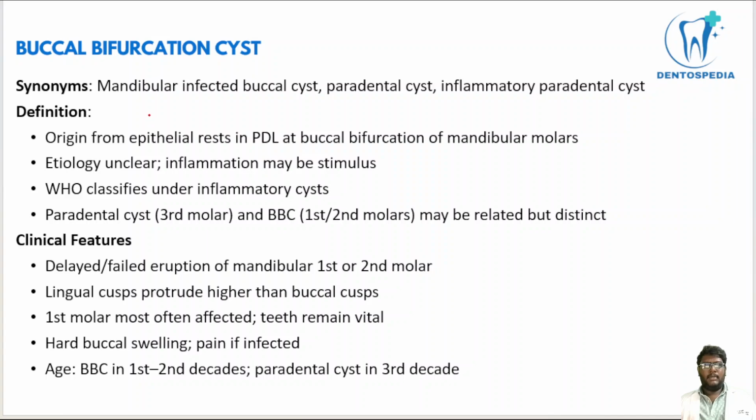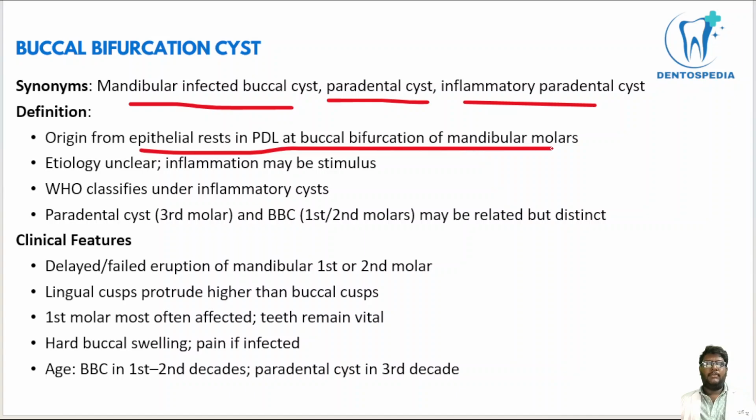And then the buccal bifurcation cyst. It is also called mandibular infected buccal cyst, or paradental cyst, or inflammatory paradental cyst. It takes origin from the epithelial rests in the periodontal ligament at the buccal bifurcation of mandibular molars. So this is an important point. Its etiology is unclear, so certain researchers claim it as inflammation, and WHO classifies this cyst as an inflammatory cyst.